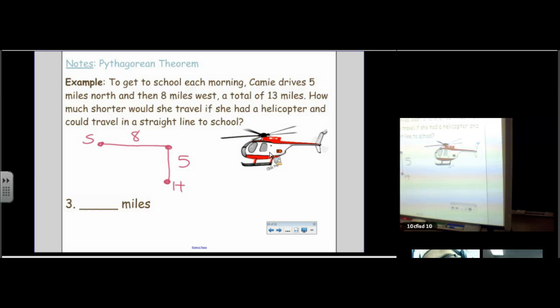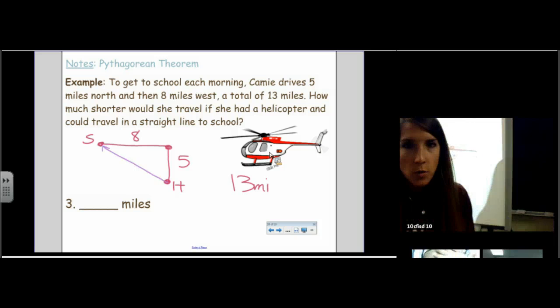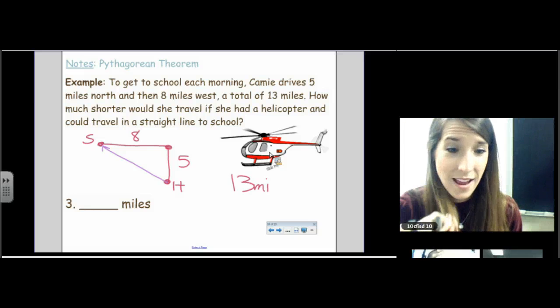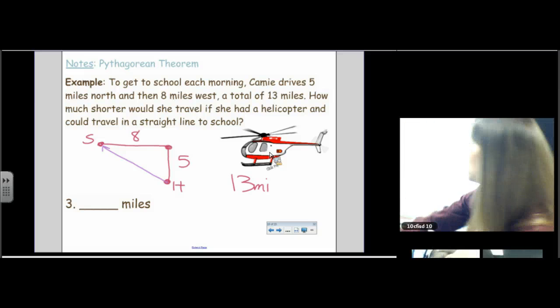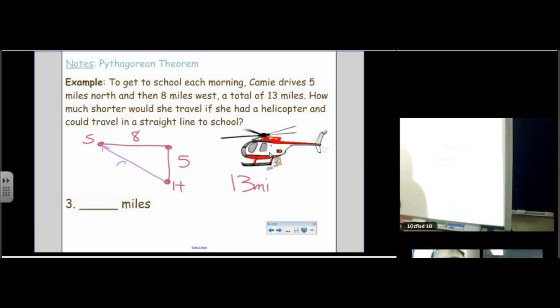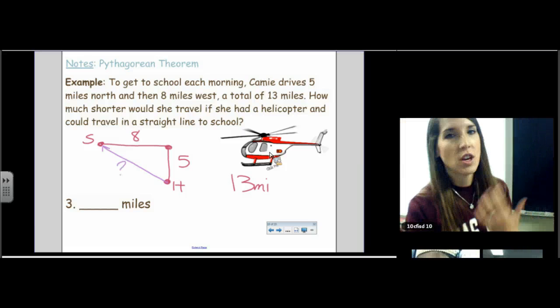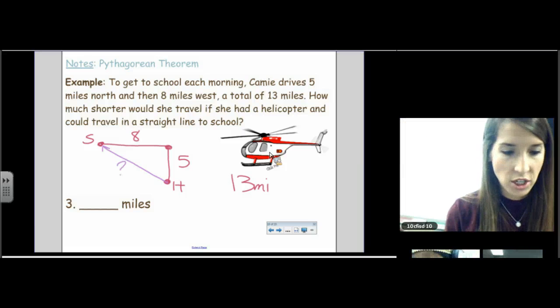So that's how far she usually drives. She usually drives 13 miles. But she was running late to school and she's really rich, and so that day she took a helicopter. You don't have to drive on the roads when you take a helicopter. You can just fly in a straight line. So the straight line distance is what you need to find, and then you can just subtract them to find out how much she saves.